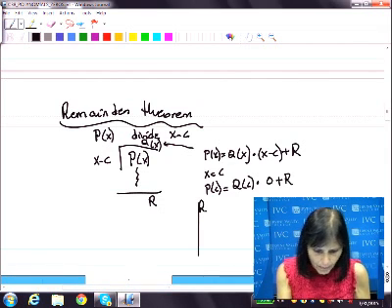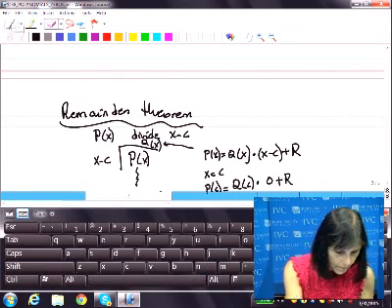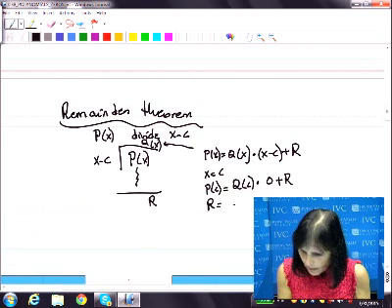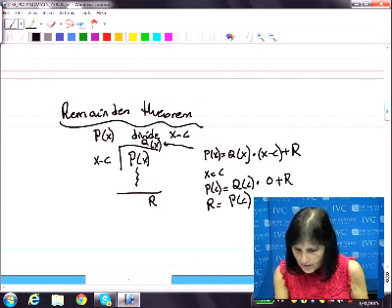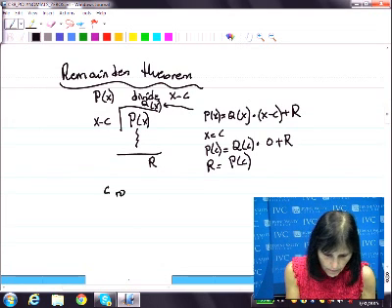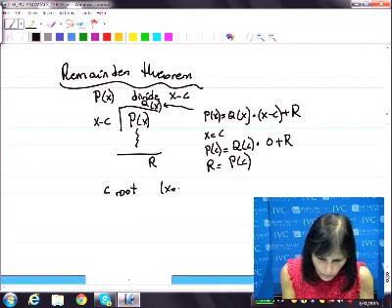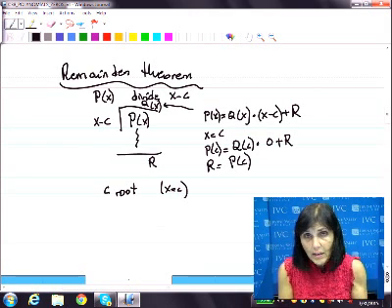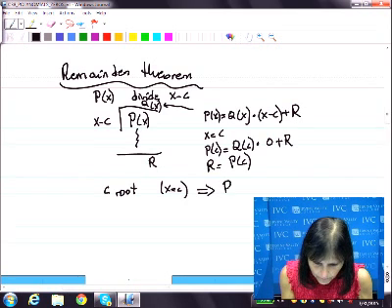Now look what we got. That means my remainder is going to be p of c, the polynomial at c. Now let's see what happens if c is a root. What will happen is x will be equal to c. That means your polynomial has x minus c as a factor, and there is no remainder.